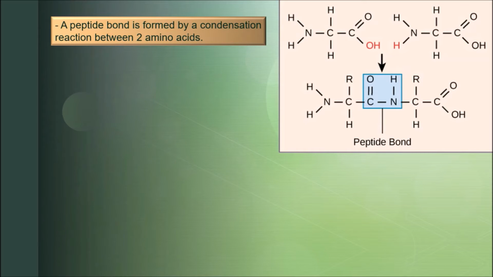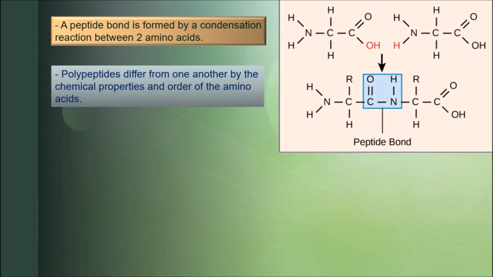Polypeptides differ from one another by the chemical properties and order of amino acids. At one end, the polypeptide has a free amino group, and at the other end, there is a free carboxyl group. Protein is composed of one or more polypeptide chains which are composed of amino acids. We can identify certain levels of proteins according to the structure and functions performed by those proteins.